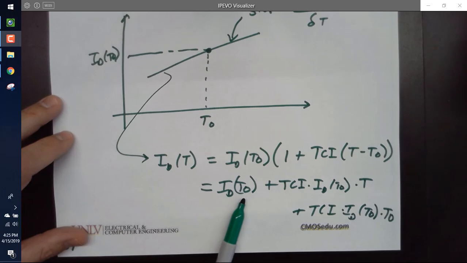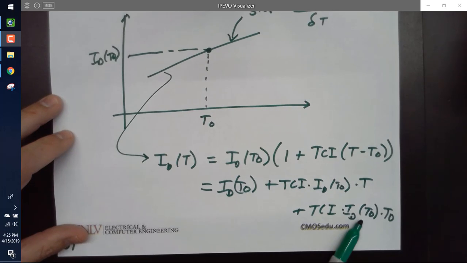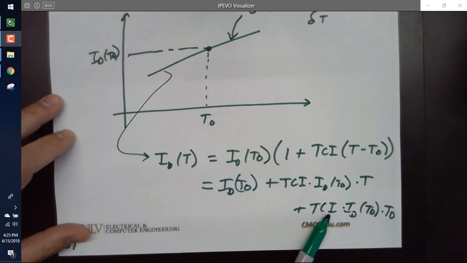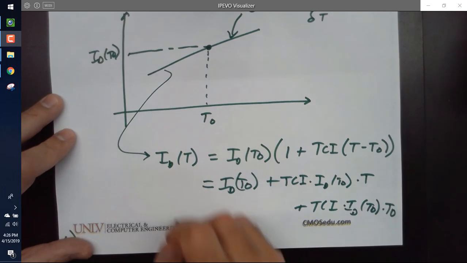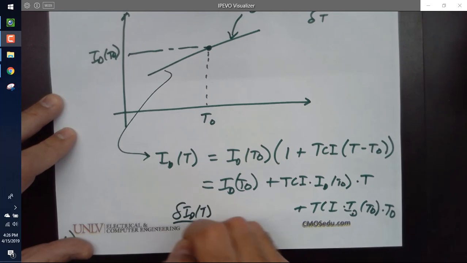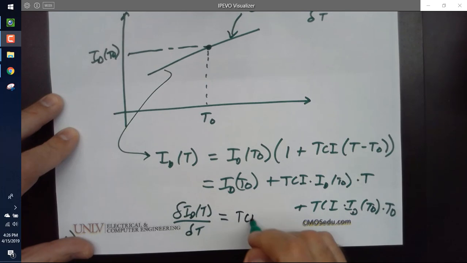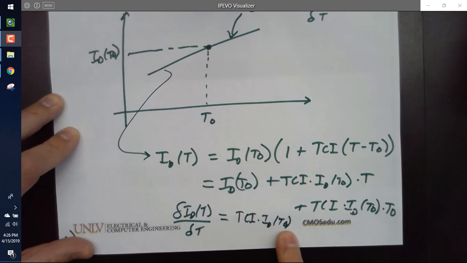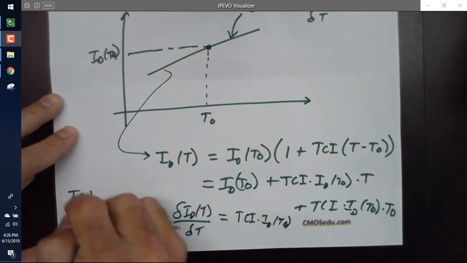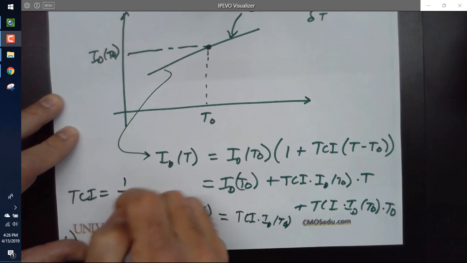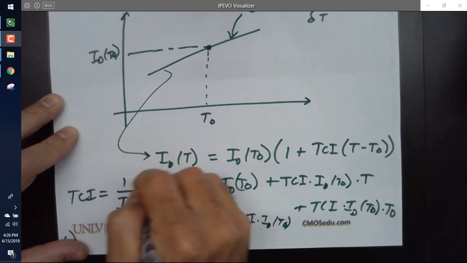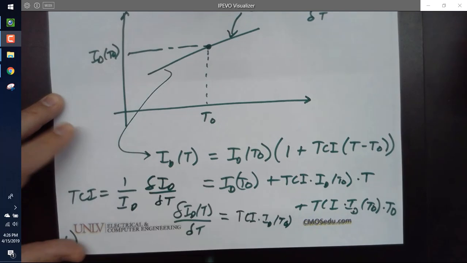This I measured, it's a constant. This is just T0 times the measured term times TCI, which is a number. That's a constant. And this is not a constant, it changes with temperature. So then I say, the derivative of ID with respect to temperature, knowing this term and this term go to 0, is equal to TCI times ID of T0 del T, which is 1. Or the temperature coefficient of the current is, moving this down, 1 over I. I'll just be sloppy and write ID like this.